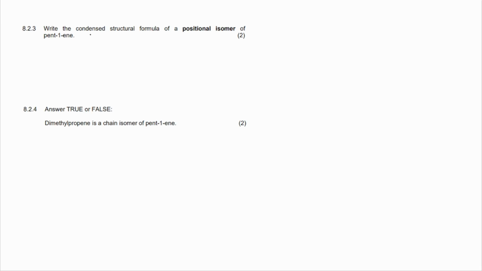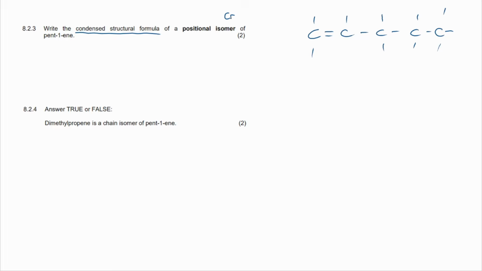They say write the condensed formula of a positional isomer of pent-1-ene. Again, I like to draw these. Currently pent-1-ene is this thing, 5 carbons. Can we move this double bond? We need to be careful, remember every carbon can only have 4 bonds. So let's count how many hydrogens we have here: 2, 4, 6, 8, 10.